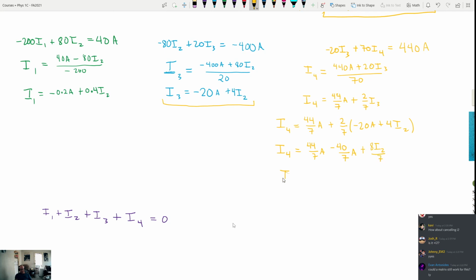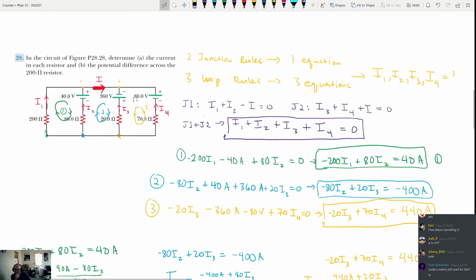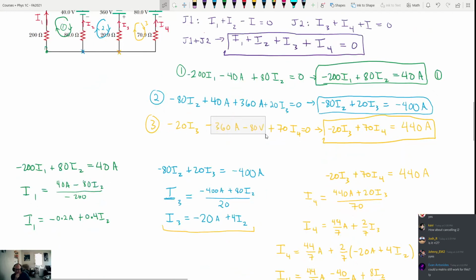And we can group some terms to get that I4 is also equal to 44 minus 40 would be 4 over 7, so 4/7 amps plus 8 over 7 I2. Now we really got to check this. So I know the equation's right because we copy pasted it down, right? Is it really 440? Is that really the number you get? So what was it? It was 360 and 80. So 360 plus 80. 36 plus 8. That's got to be 44, right?